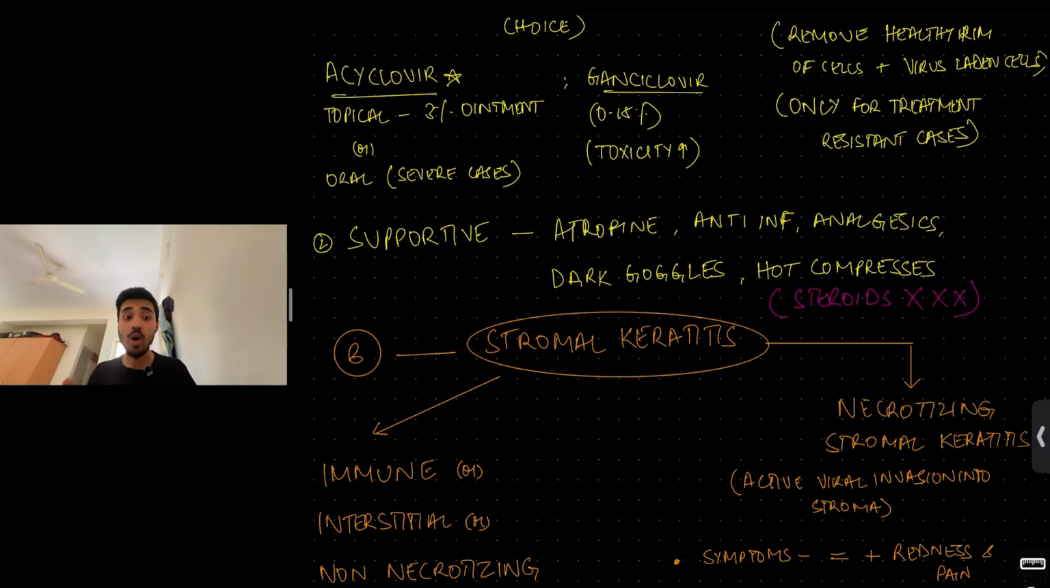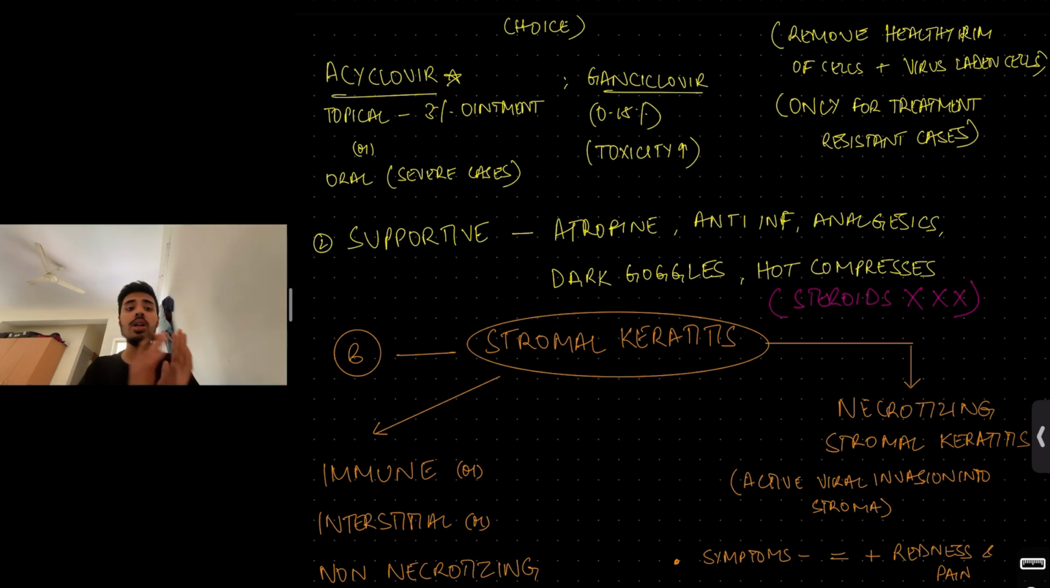You should not give steroids. Why? Steroids cause corneal epithelium thinning. So already the epithelium has ulcers, lesions. So if you give steroids, it will cause further thinning of the corneal epithelium. So this is about epithelial keratitis. Now we are done with the corneal epithelium.